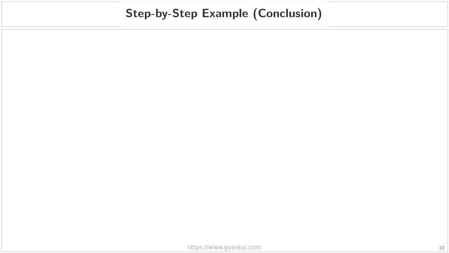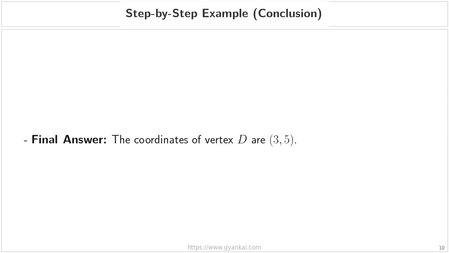Step-by-step example, conclusion. So, after performing those algebraic steps and solving for our unknown variables, we have reached our conclusion. We found that x equals 3 and y equals 5. Therefore, our final answer is that the coordinates of vertex D are (3, 5). This completes our step-by-step calculation for this specific problem.